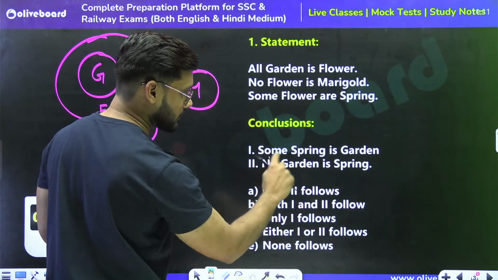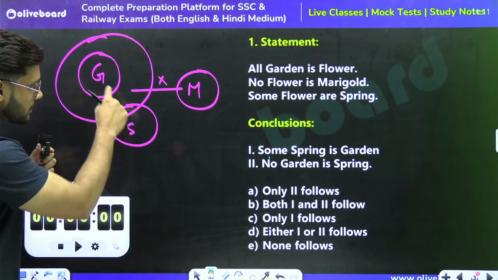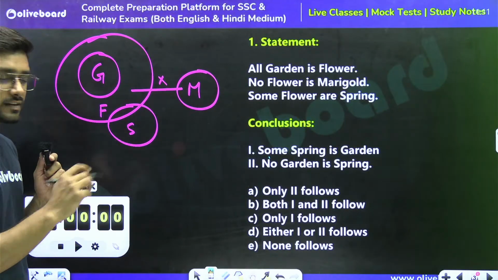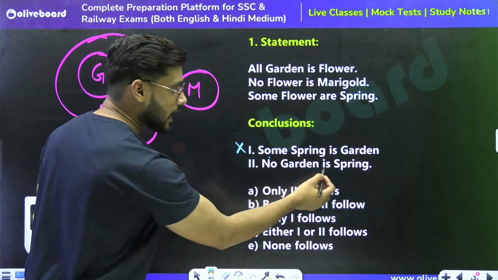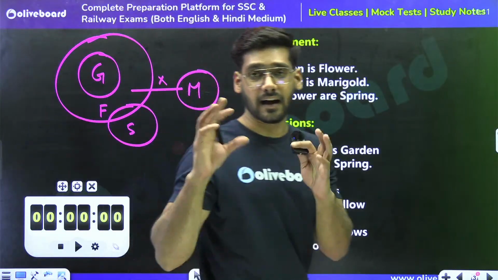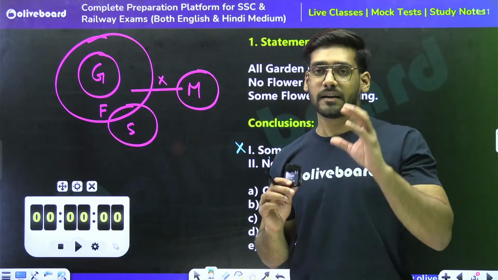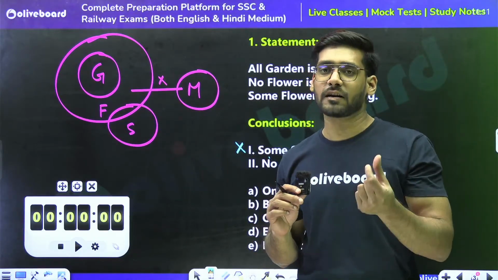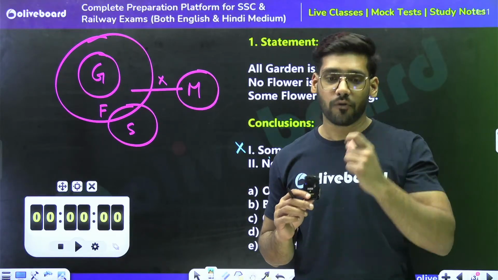Conclusion number one, some spring is garden. Can you see any relation between spring and garden? There is no relation between spring and garden, so the first conclusion is wrong. No garden is spring. We cannot say that there is no garden which is spring. Garden and spring, we cannot see any definite relation between them. Whenever we cannot see any definite relation between two elements, then we cannot give any conclusion between them.